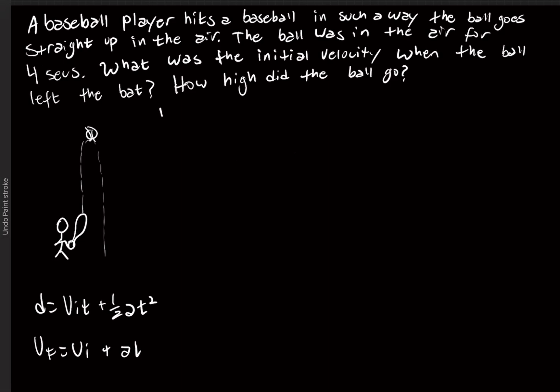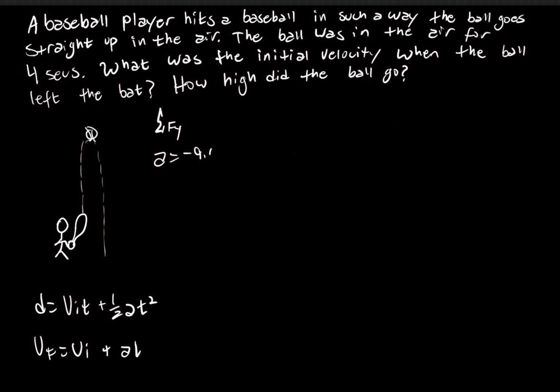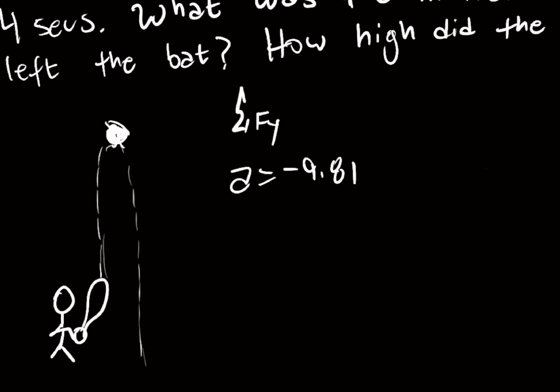So the pieces of information that we have: we're dealing with gravity, so we can assume that gravity in the y is negative 9.81. We have time, so the time the ball takes for the entire projectile motion is 4 seconds total. So we can assume that at the top here, this is when it equals 2 seconds.